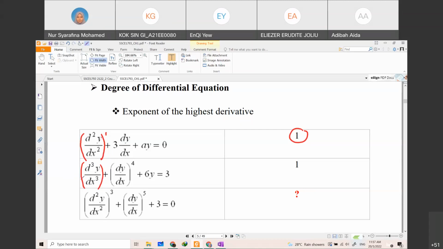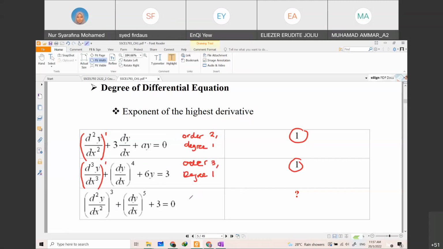What is the degree of this example? Okay, also one. What is the order of this example? What is the order for this example? 2. Okay, order 2, degree 1. This one, order 3, degree 1. Okay, what about this one?